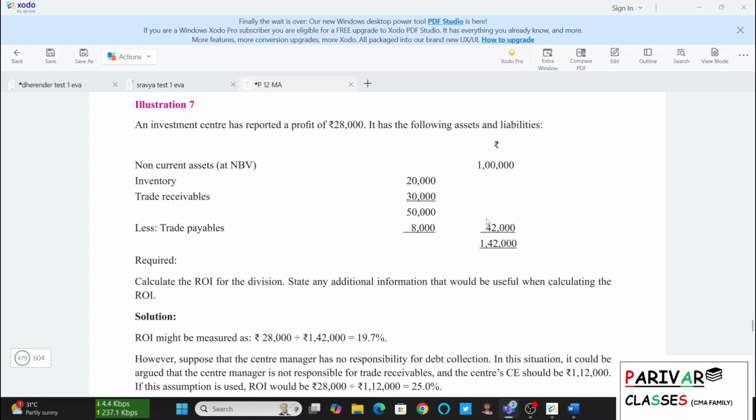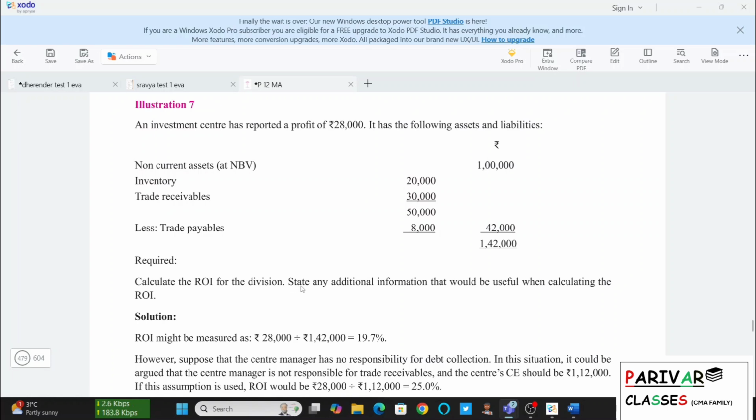This is what he has given: operating income 28,000 and operating assets 1 lakh 42,000. He is asking us to calculate ROI. ROI is nothing but operating income divided by operating assets. 28,000 divided by 1 lakh 42,000. Anybody can do this very easily.